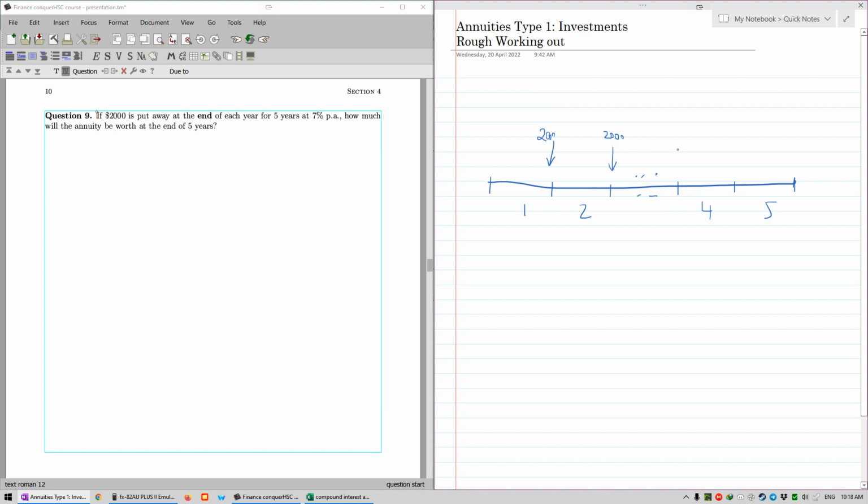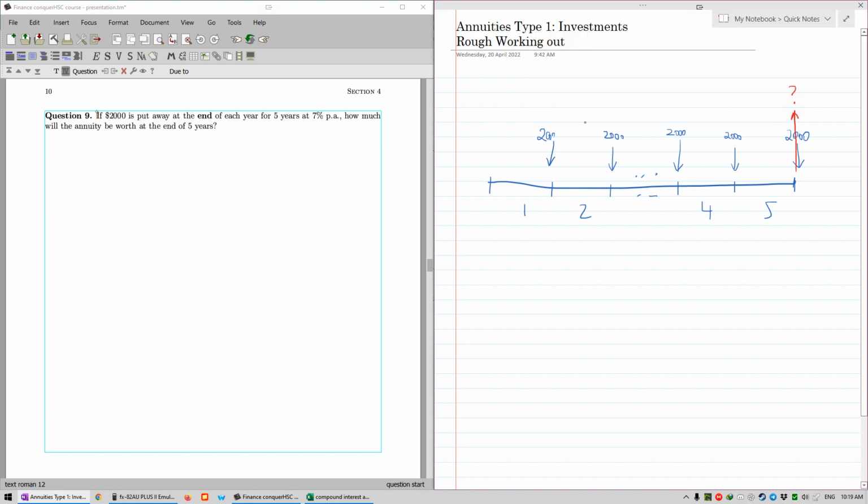Now over here, this is going to be the end of the third year. So obviously there's going to be 2,000 here, right? And there's going to be a 2,000 here because that's the end of the fourth year. And at the end of the fifth year as well. Okay, and when are we taking the money out? At the end of 5 years. Well, at the end of the fifth year, you're also taking, and I'll change the color of my pen, the money out.